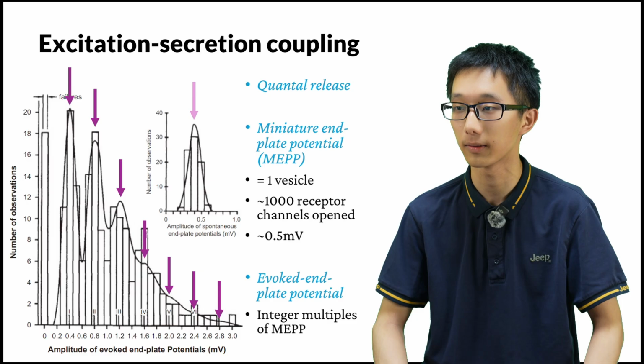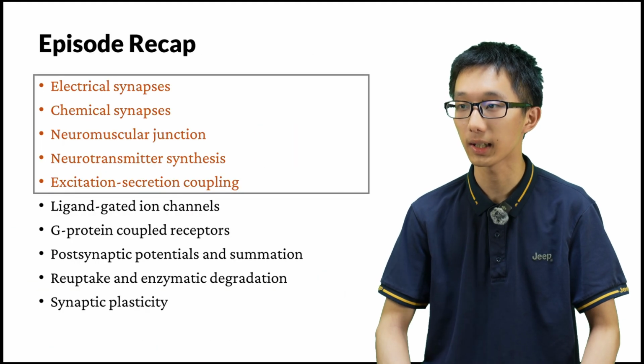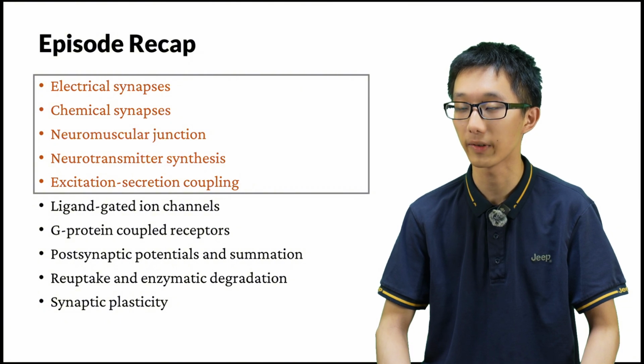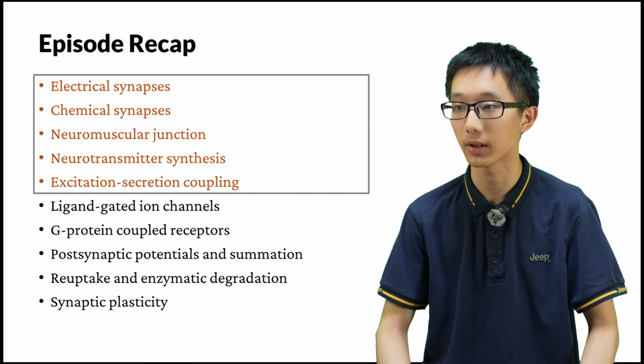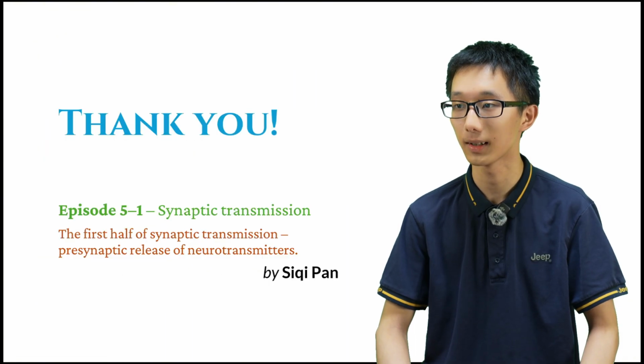In this episode, we have seen electrical synapses and chemical synapses, and we have explored a lot of the presynaptic component of chemical synapses, including neurotransmitter synthesis and excitation-secretion coupling. We have also met the neuromuscular junction, which we will continue to meet in the next part of this episode. In the next part, we will focus on the postsynaptic component and also talk about synaptic plasticity.